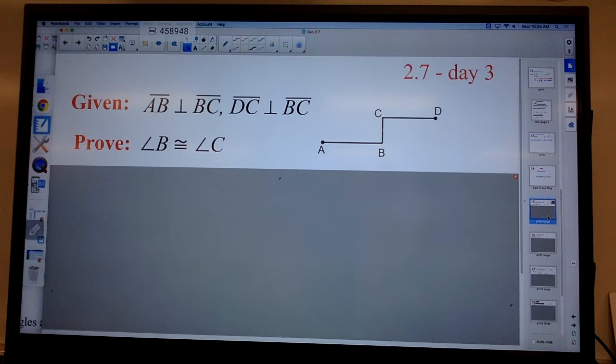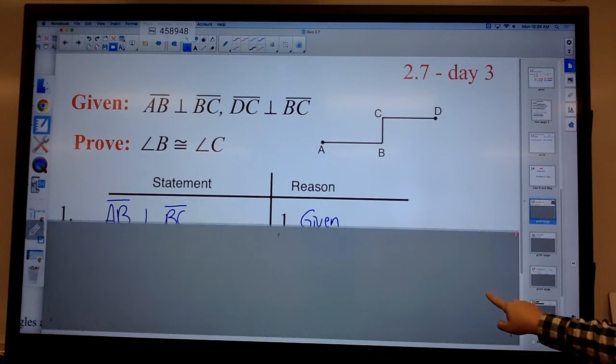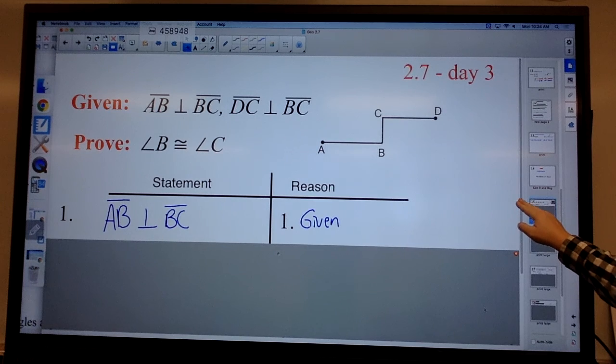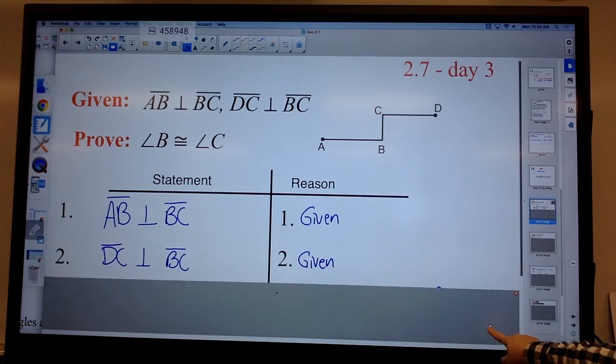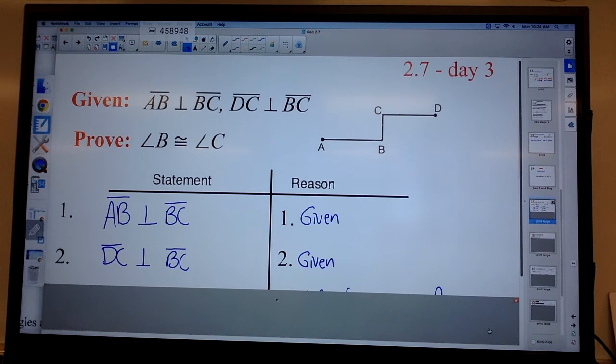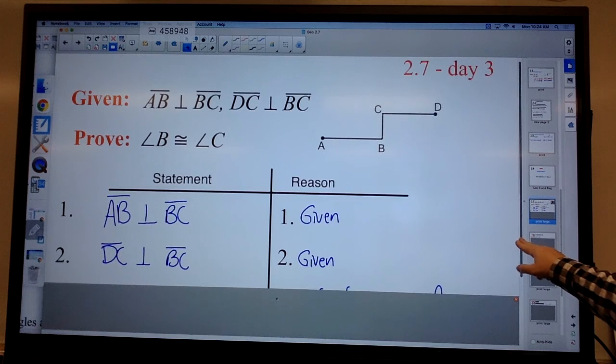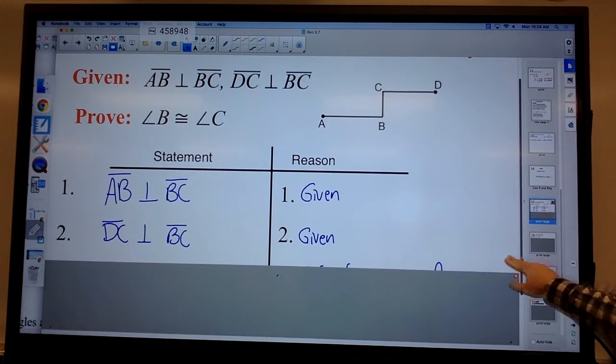Segment AB is perpendicular to segment BC. You're going to have to pause this a lot because I already have these written down. So grab your cheat sheet so that you can spell everything right and fill in the blanks as we go. The first two are definitely given statements because they're there for you. So pause the video, write down your given statements.